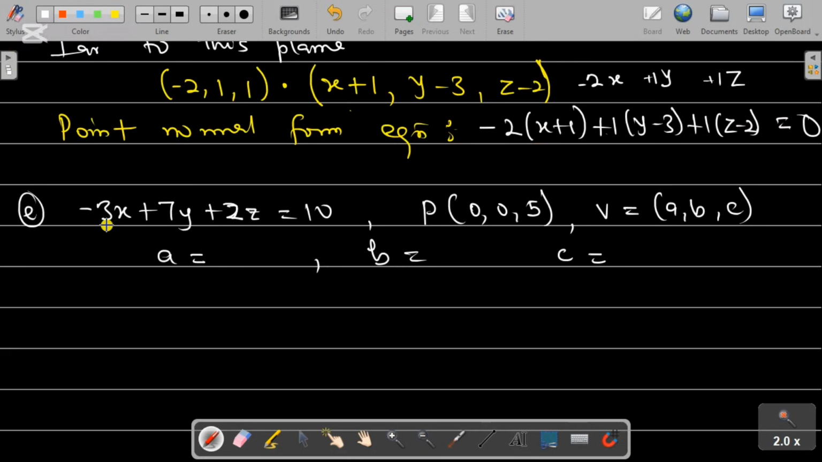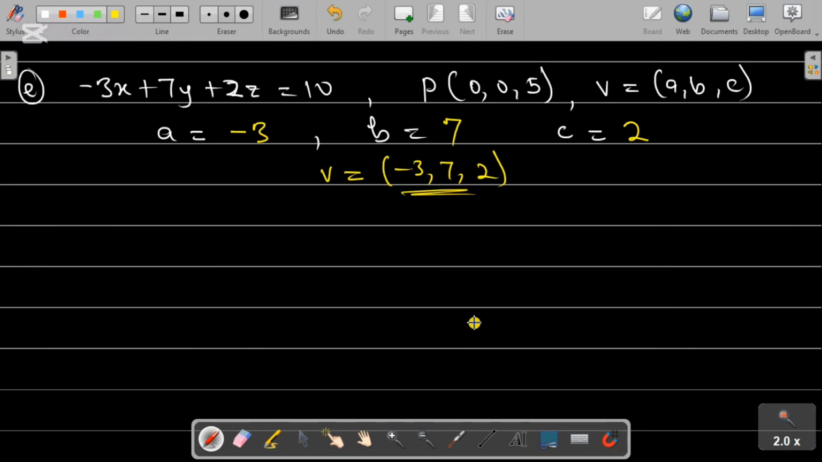And so that means from this particular equation here, I can easily get my value for A, and that is minus 3, the coefficient of x. The value for B is 7, the coefficient of y. And the value for C is 2, the coefficient of z. And you are done. So assuming they asked you to get the normal vector, that's V equal to minus 3, 7, 2. And that is the solution to that one.